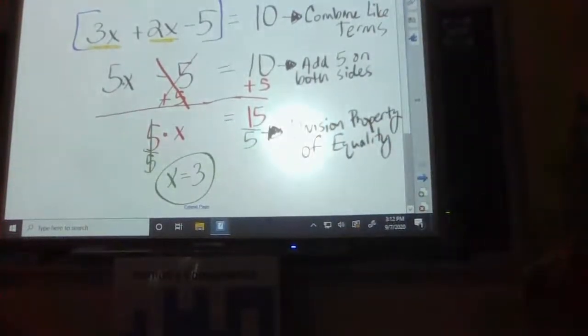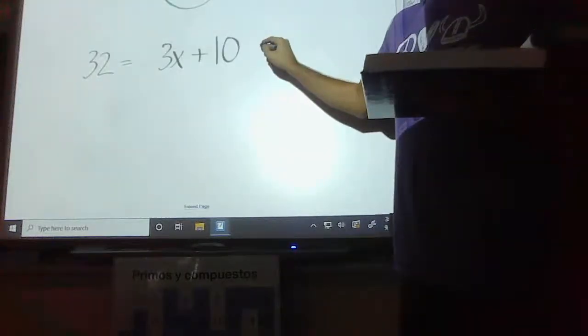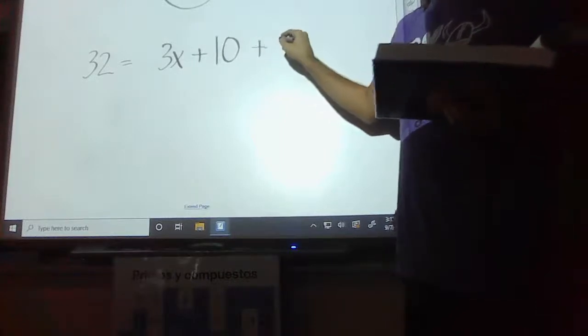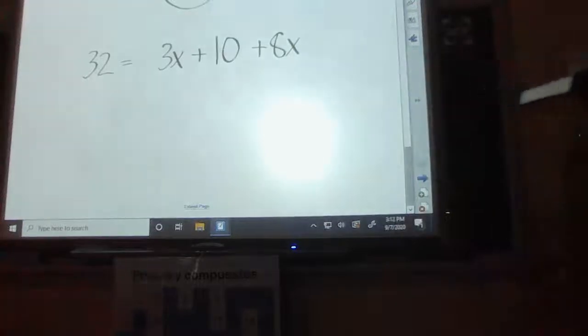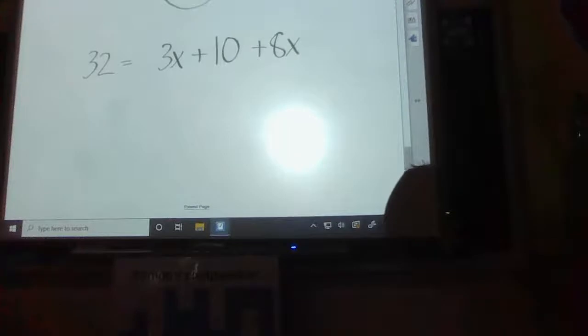Okay. Let me show you one more of those because that was kind of an easy one. Let me see if I can do one a little bit harder, just in case our book decides to throw one that's really hard at you so that you don't get super confused. I'm just going to make these up. 32 equals 3x plus 10 plus 8x. There we go. I should have probably put a minus in there, but whatever.